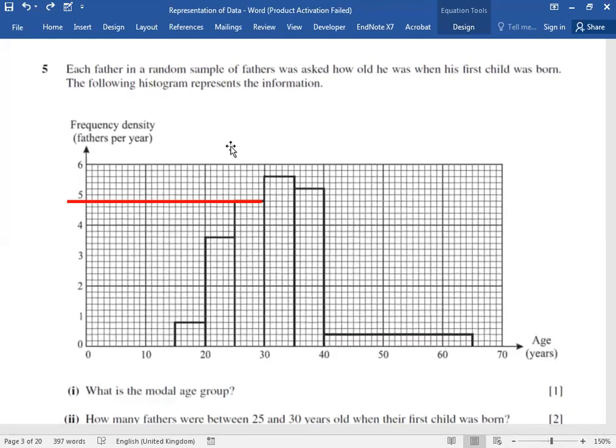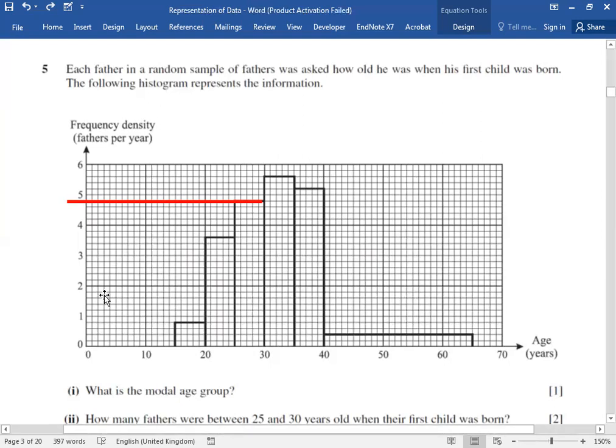Remember this thing. Because the mean will be from the data, the median will be from the data, the mode will also be from the data. So the first part is asking what is the modal age group. When we have group data, there is no mode, there is modal group. There is no median, there is a median interval in your syllabus. What is the modal age group? When we have a frequency density histogram, the frequency can be found by taking areas of the bar.